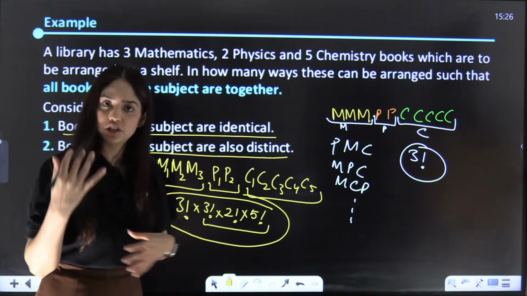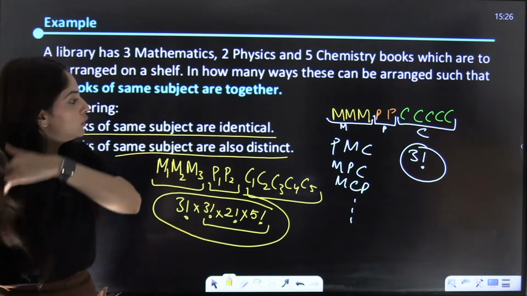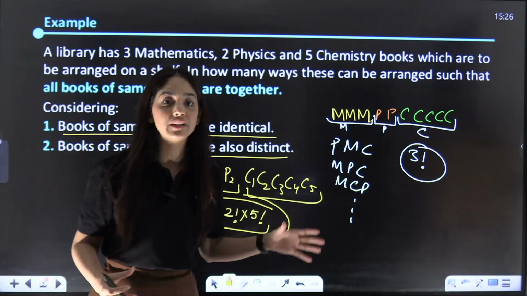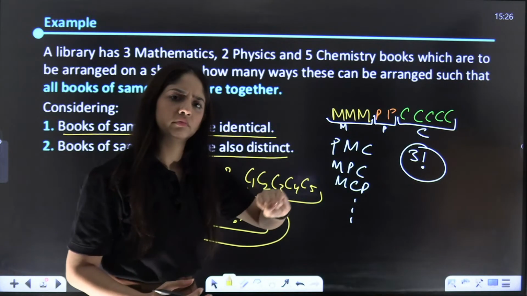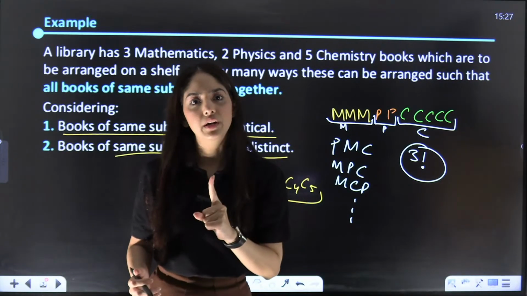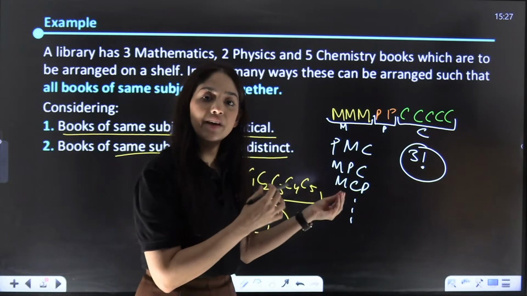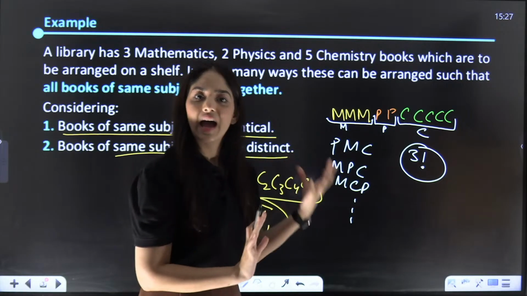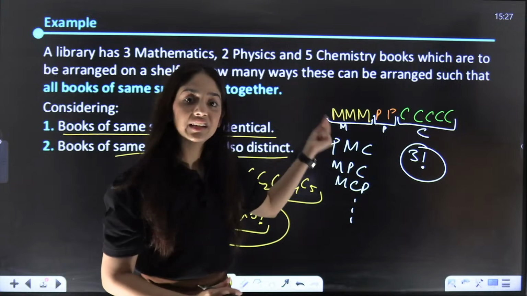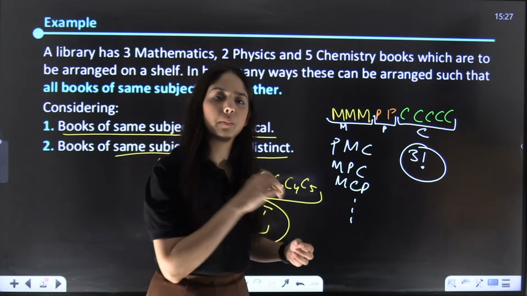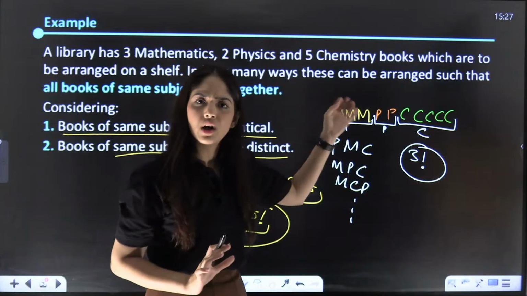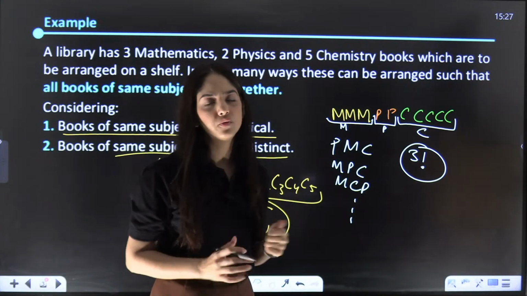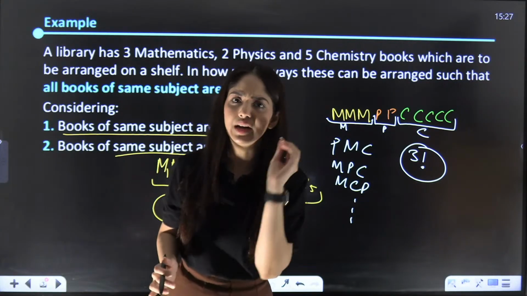Just to reiterate, whenever we have to make sure that certain things are always together, we keep them together. Now they act as one unit. We arrange this unit along with the other objects, and if within that unit there can be multiple arrangements, we multiply the total number of arrangements with the number of arrangements which can happen within the unit. Okay, let's take a look at another example.